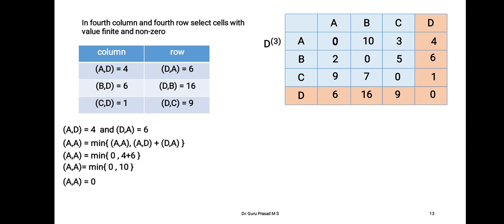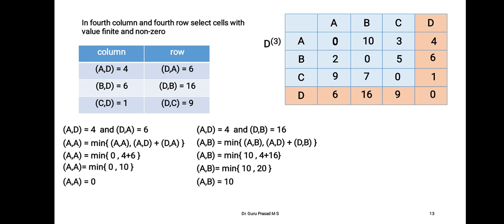Okay, first you have to select the first column value and the first row value, that is A comma D equal to 4 and D comma A equal to 6. Okay, you have to write the equation and you have to substitute the values and we got the shortest distance from A to A is 0.